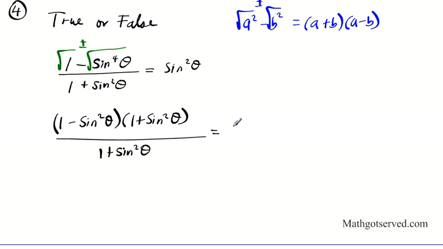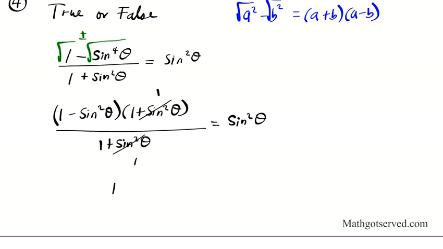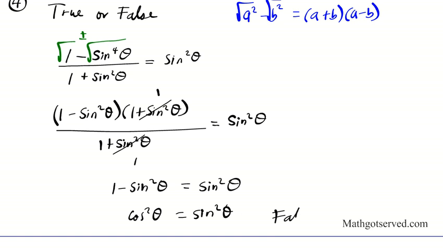Okay? Is it equal to sine squared theta is the question. Now you notice these are identical, so they divide out to 1. So the question is, does 1 minus sine squared theta equal sine squared theta? Obviously it's not, right? Remember, 1 minus sine squared theta is the same thing as cosine squared theta. Is cosine squared theta equal to sine squared theta? Absolutely not. So this statement is false. The original statement is false. Okay? Alright. Now let's move on to the next question.